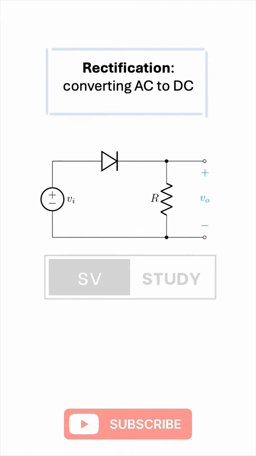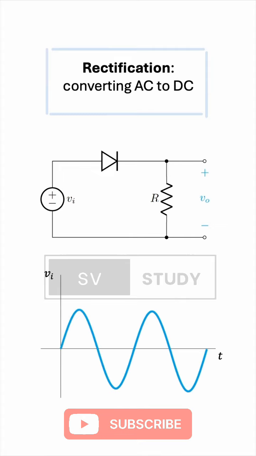In this circuit, if the voltage source is a pure sinusoid, like this, then the diode will be forward biased during the positive half cycles of the waveform and reverse biased during the negative half cycles. Therefore, current will only reach the resistor during the positive half cycles when the diode is switched on. The output voltage will therefore look something like this.